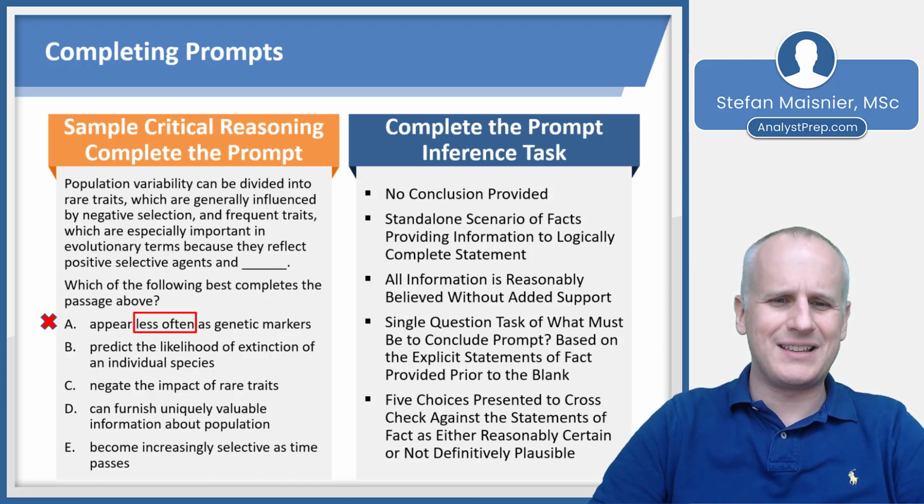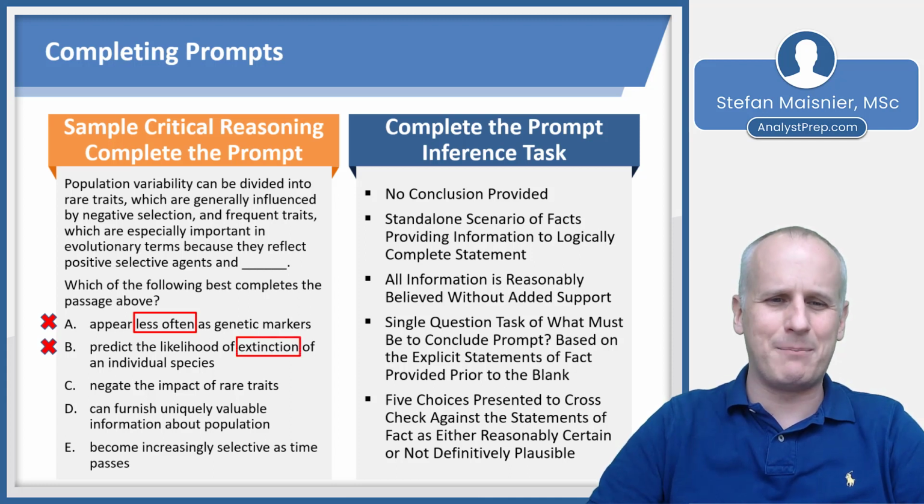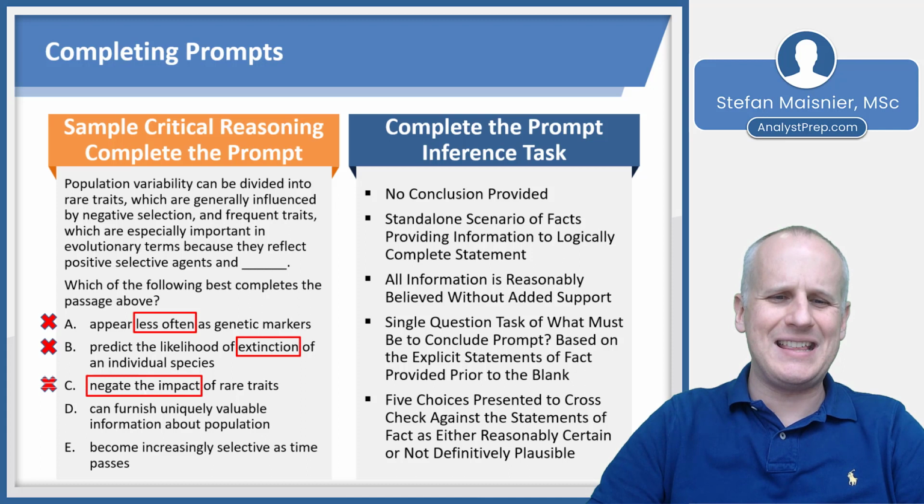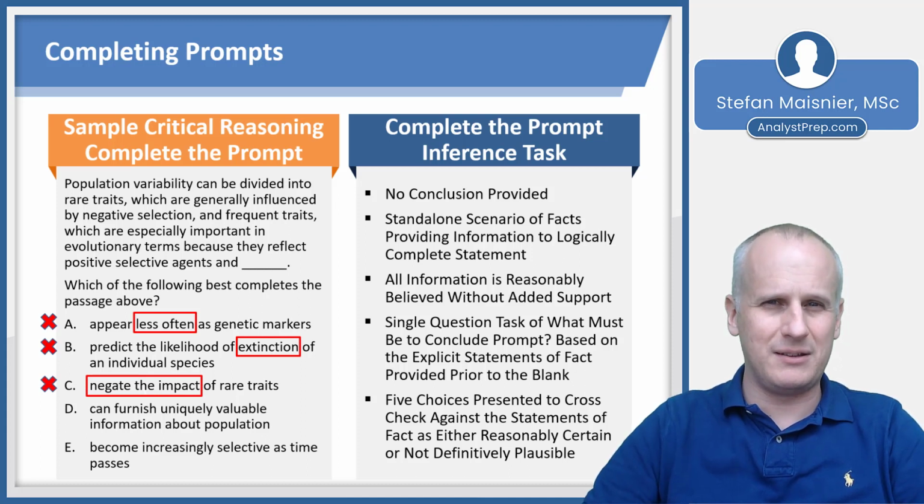Now, "predict the likelihood of extinction of an individual species." We're not talking about extinction explicitly, so this would go too far. It would be extreme. Choice C, "negate the impact of rare traits." That would make it seem like they counteract them directly, basically make them null, and that's not stated, and we can eliminate that as being extreme.